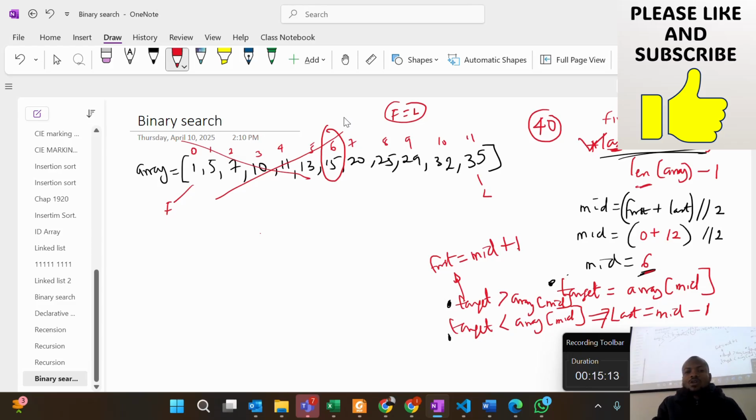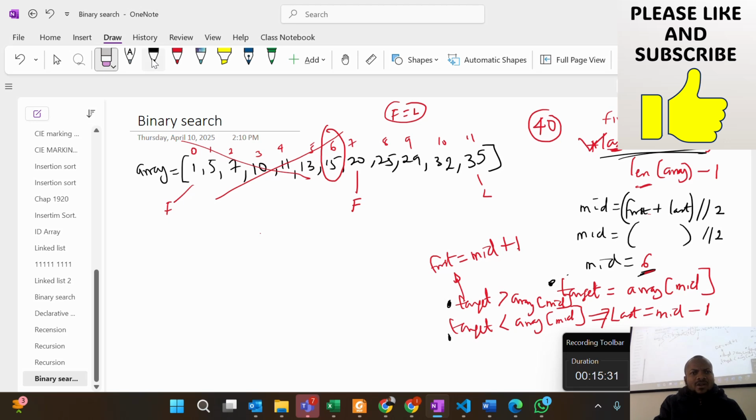Is that understood? So the first is what? The first is mid plus 1, isn't it? So this will now be the first index. Is that understood? Then we will calculate the mid. We're calculating the mid, that is first plus last, divided by 2.